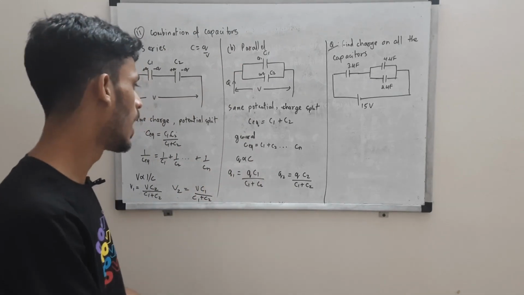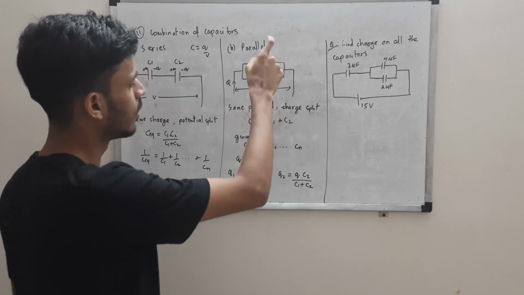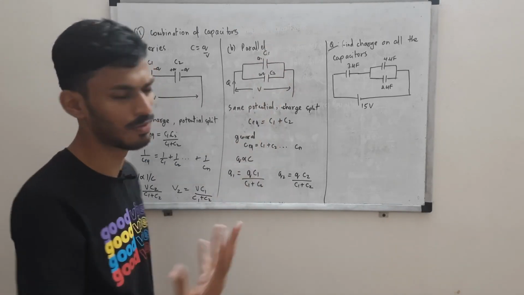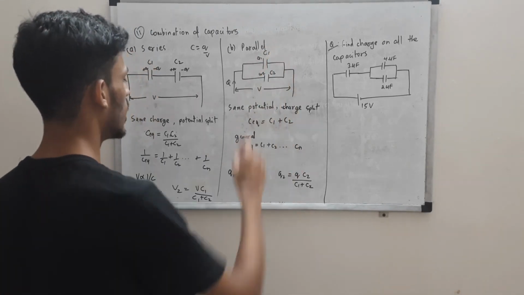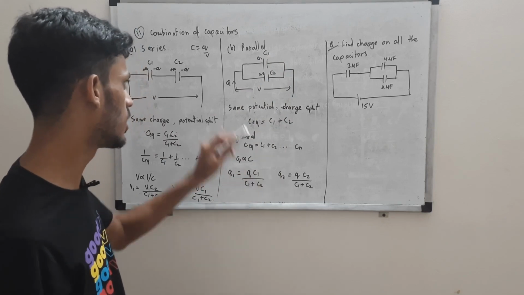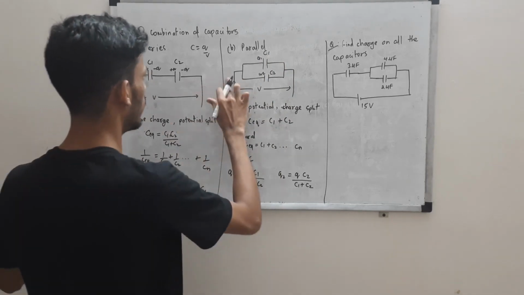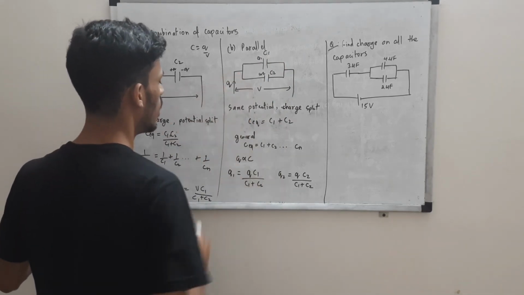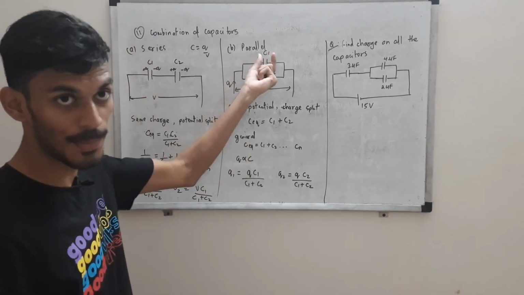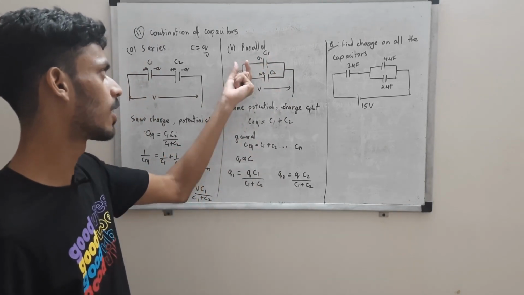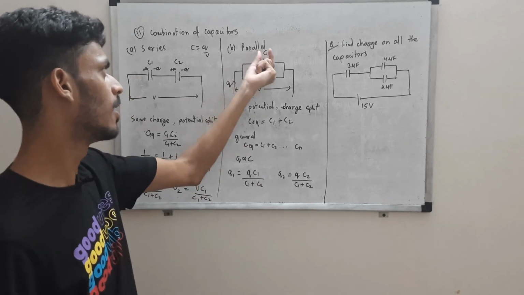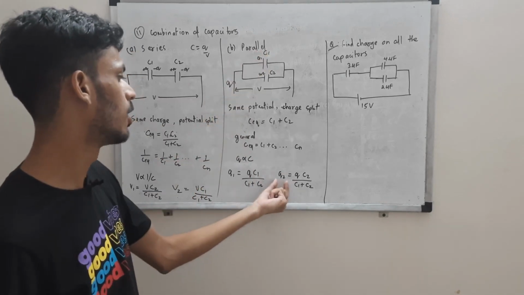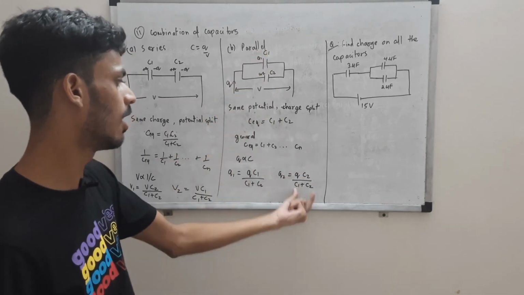Okay, and if you want to find the charge on each one of them, the charge on first one, so if you have suppose 2, then the charge on the first one will be total charge, which is drawn from the battery, name it as small q, total charge times same capacity, because direct relation, so total charge times same capacity upon sum.